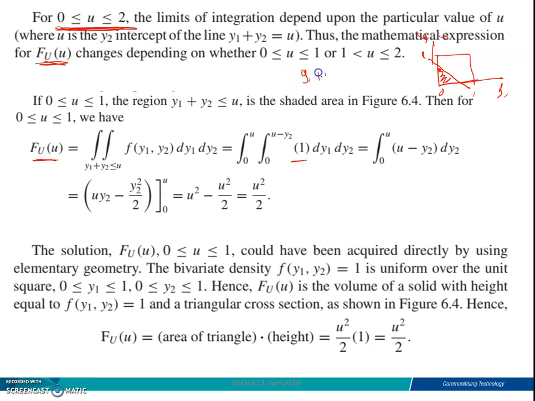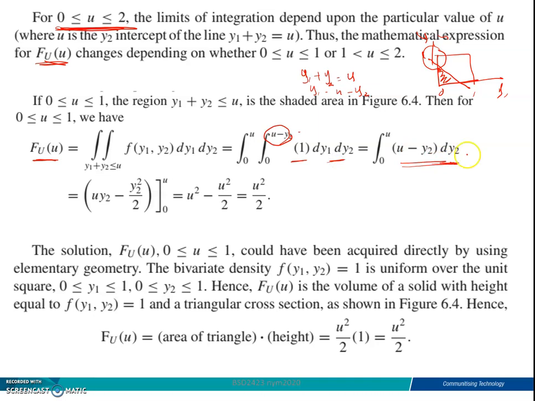Actually, you will have y1 + y2 equal to u. So you can see that if you want y1, you get u - y2. So you have this limit. If you want this one here, the limit will be from 0 until u. So now you integrate this one, and you will get this answer. This is integration as usual.